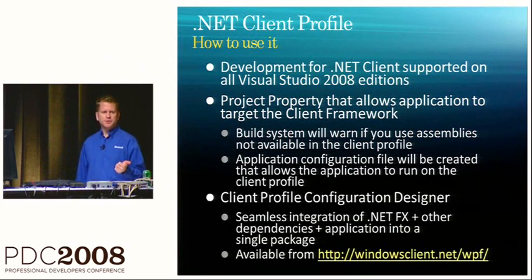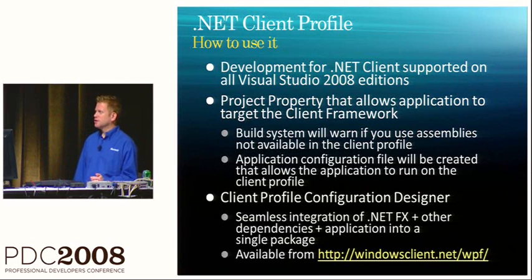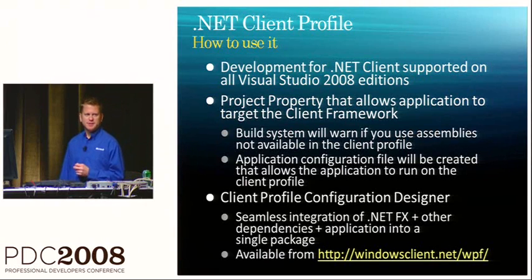The first thing is that the build system will be configured in such a way that it'll check to make sure you're not trying to reference assemblies that aren't available in the .NET Client profile. And if you do, it'll throw you warnings to let you know that. And the other thing is that there will be application configuration files created on the system such that when the application is run, it's actually being run against the .NET Client profile on the system.